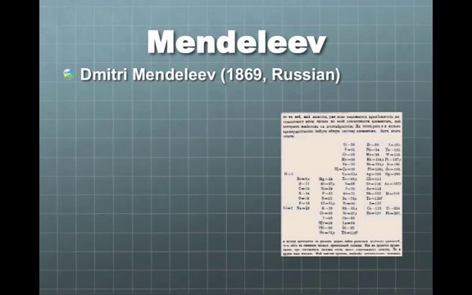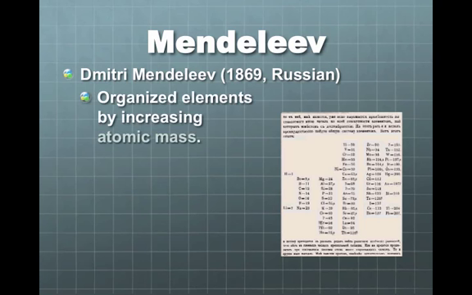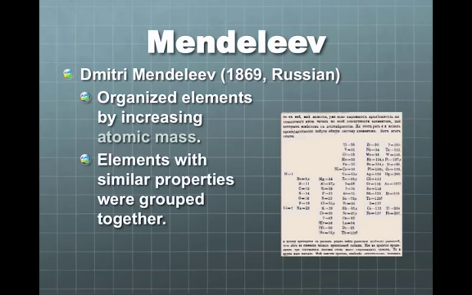Dmitry Mendeleev is a Russian comrade, and he organized the elements by increasing atomic mass. Well, which kind of makes sense. Remember, the mass number is the longer number, it's not the atomic number. The mass number is the protons and the neutrons added together, and the average atomic mass, you should remember from chapter 3, takes into account all the percent abundances of the isotopes.